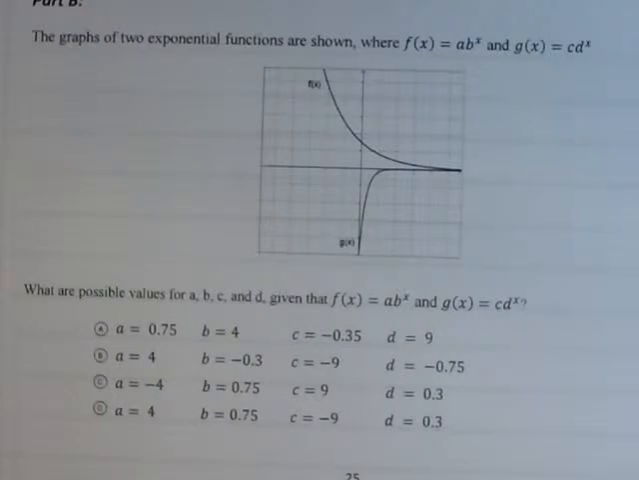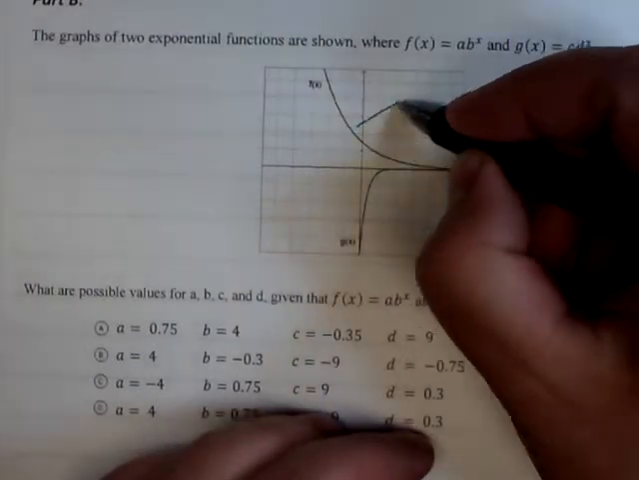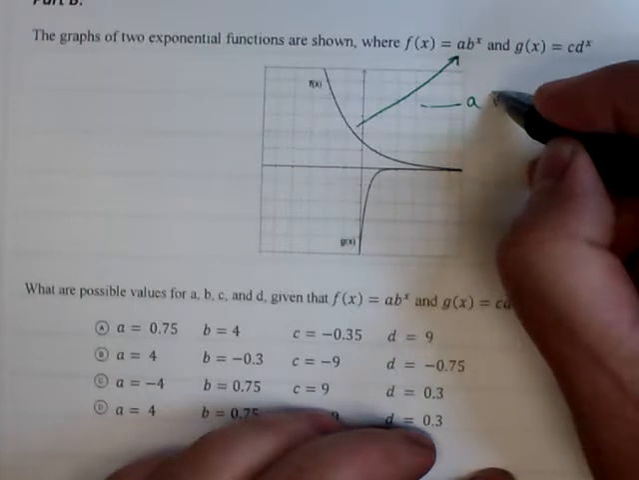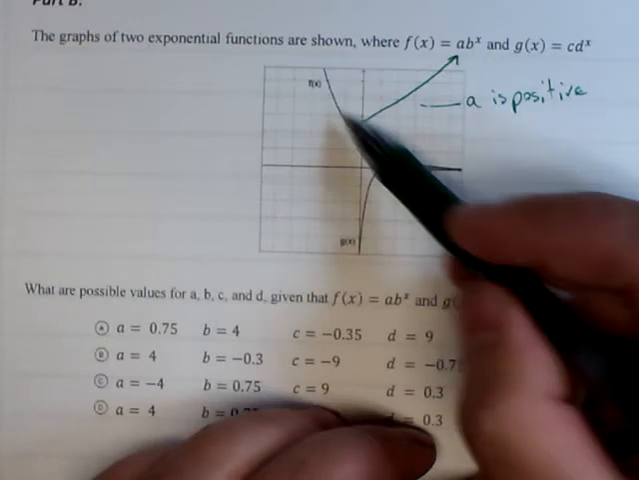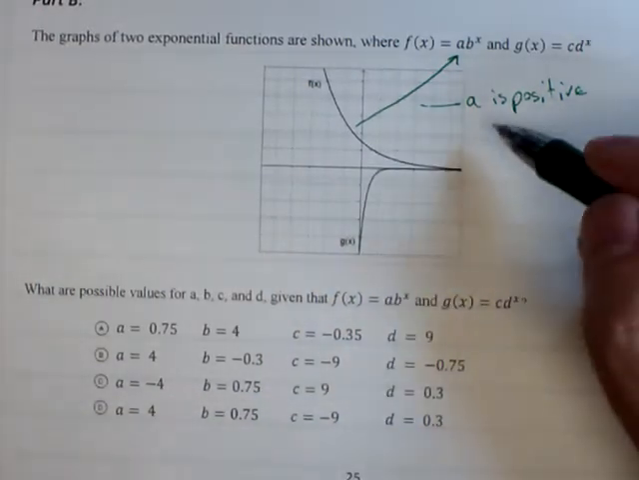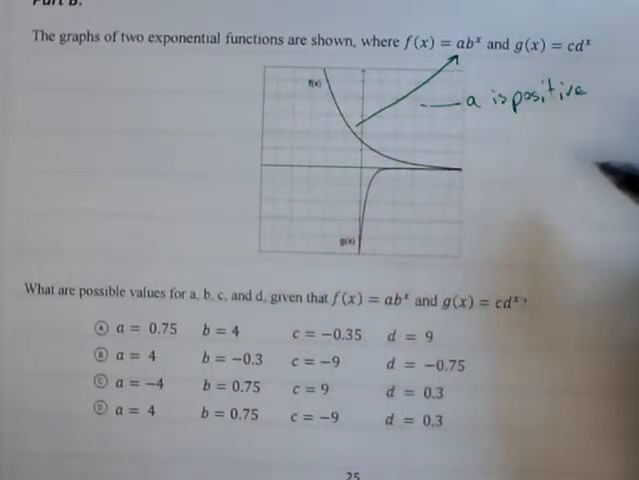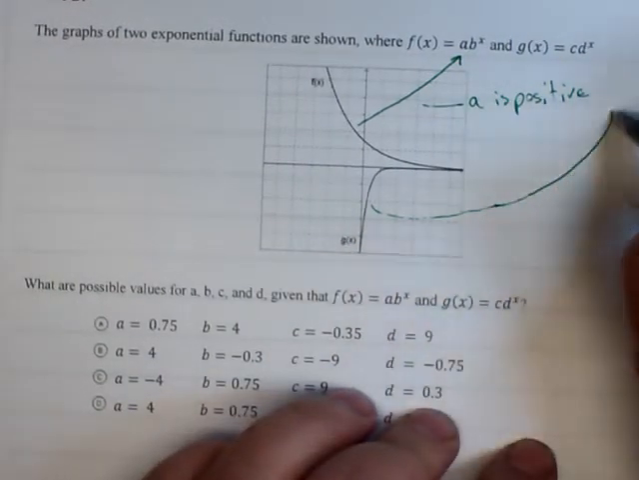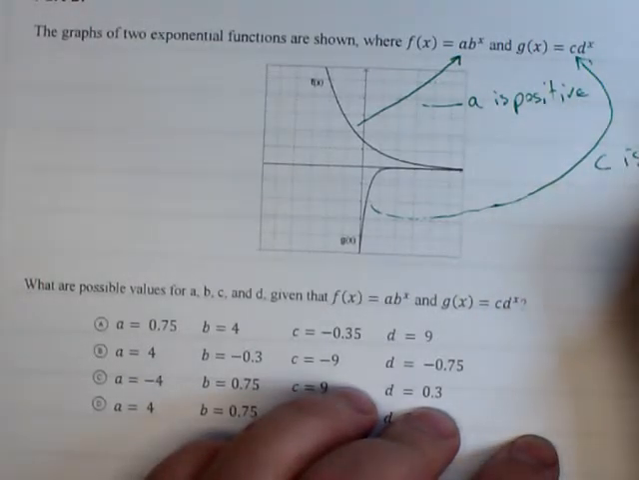So a couple things we know right off the bat. We know that a has to be positive because the graph is above the x-axis. It's an exponential decay and it's starting positive and the output is always positive. Likewise, we know that c is negative.